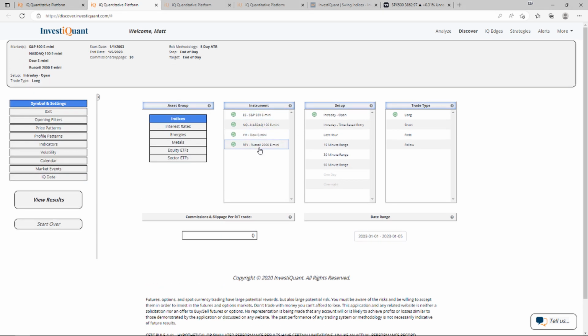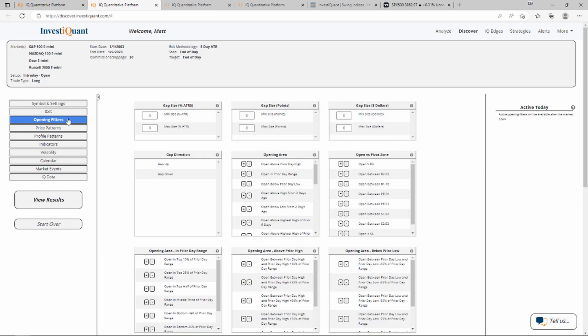I'm going to grab all four instruments here. Our setup is based upon entering long at 9:30 a.m. Eastern Time, exiting at 4:15 p.m. Eastern Time. Now, currently, the overnight session is consolidating but testing higher. So I'm going to add that to the test by going to the opening filters and clicking on gap up.